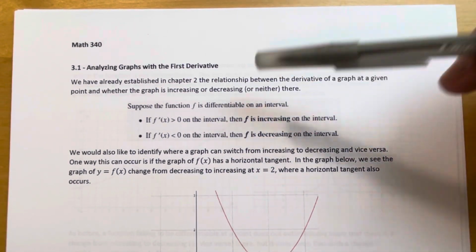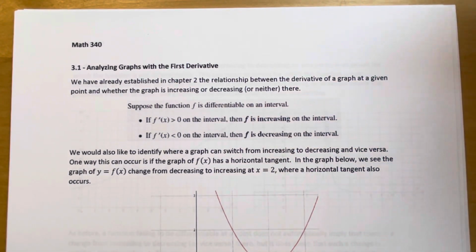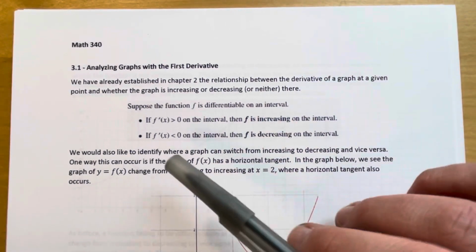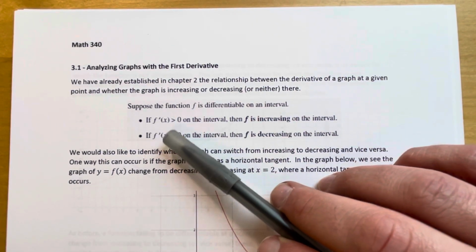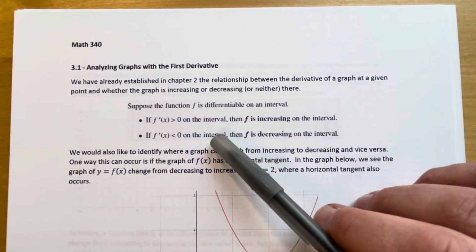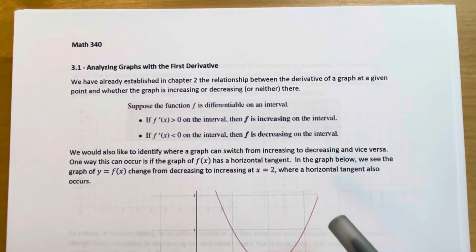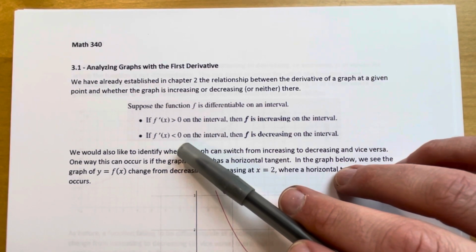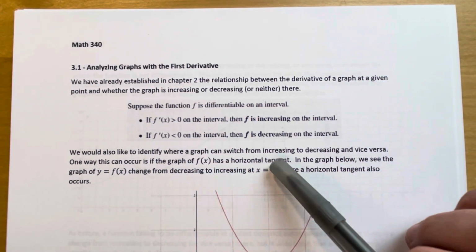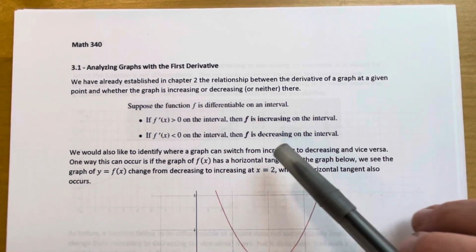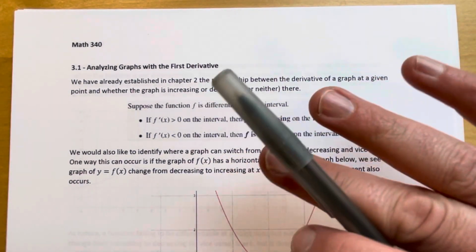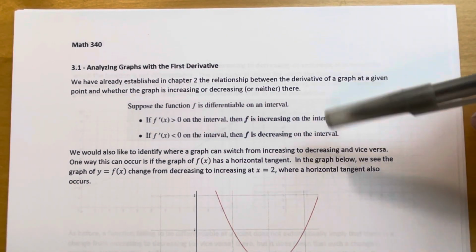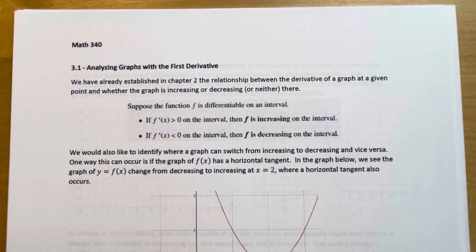Suppose the function f is differentiable on some interval. Again, remember that means that the derivative exists on that interval. If the derivative, f prime of x, is greater than 0 on that interval, then f is increasing on that interval. And the flip side of that, if f prime of x is negative on an interval, then f is decreasing on that interval. If the derivative of f is 0, then it's neither increasing nor decreasing. The graph would have a horizontal tangent at any point where that occurs.